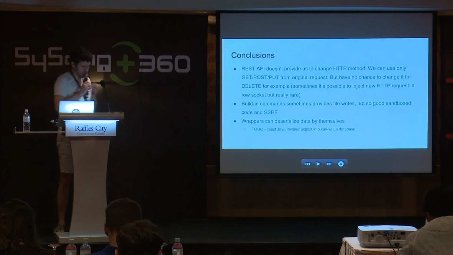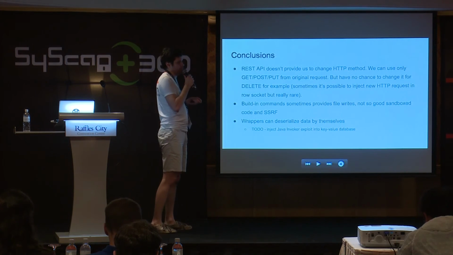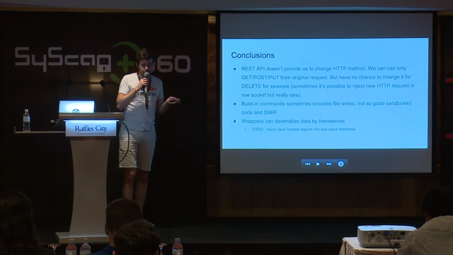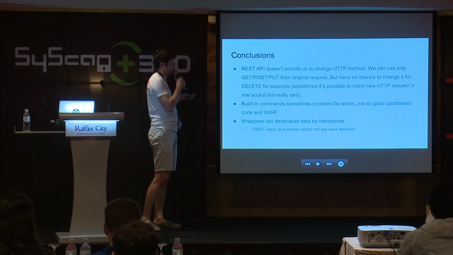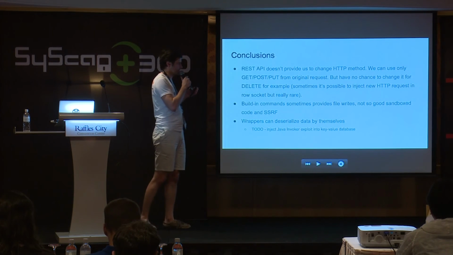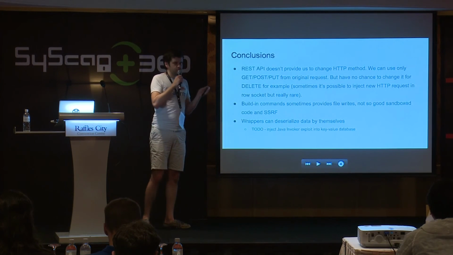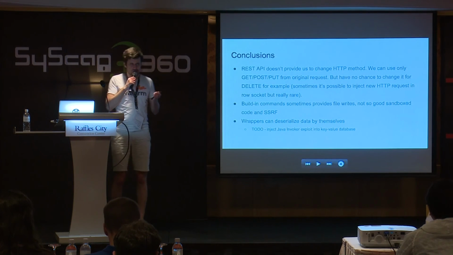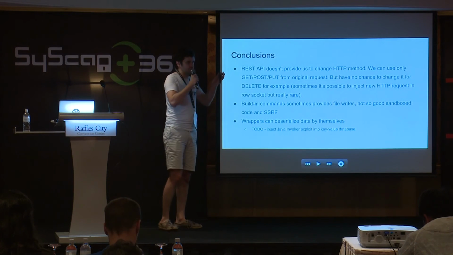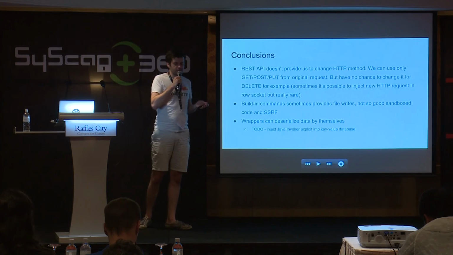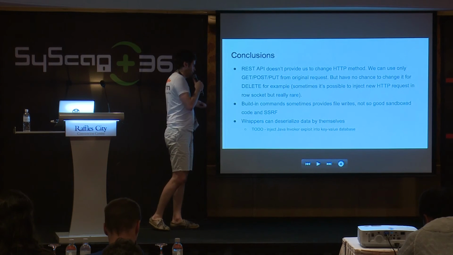So, what conclusions? First, REST API doesn't let us change the HTTP method. We can change the URL, of course, but we have no way to change methods from PUT, for example, to DELETE or something like that. Sometimes it's possible to inject huge parts of an HTTP request, especially in the case of raw sockets, right? I can inject new HTTP requests inside the first one, but it's really rare.